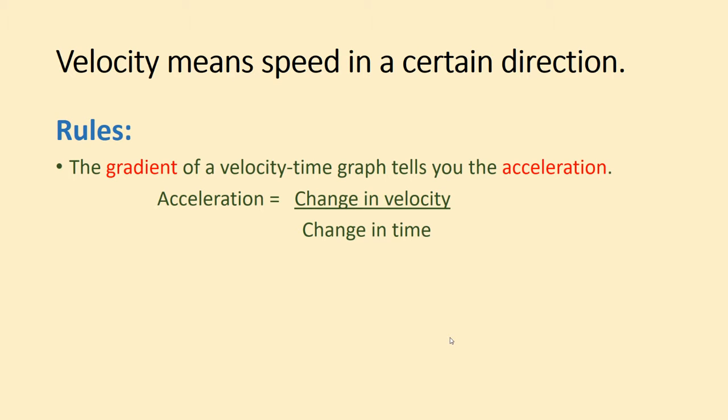So velocity in the first place just means speed in a certain direction. And what we can use a velocity or speed time graph to calculate is acceleration. And actually the gradient of the graph tells you what the acceleration is. The formula for acceleration then is the change in the velocity divided by the change in time. Again, that is still the gradient formula. It's just going to be the change in the y-axis divided by the change in the x-axis. Okay, but I'll show you some of these in a more formal example.